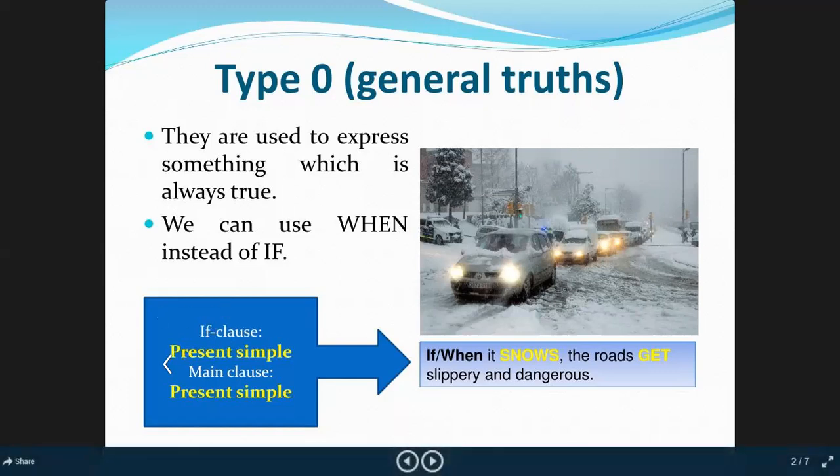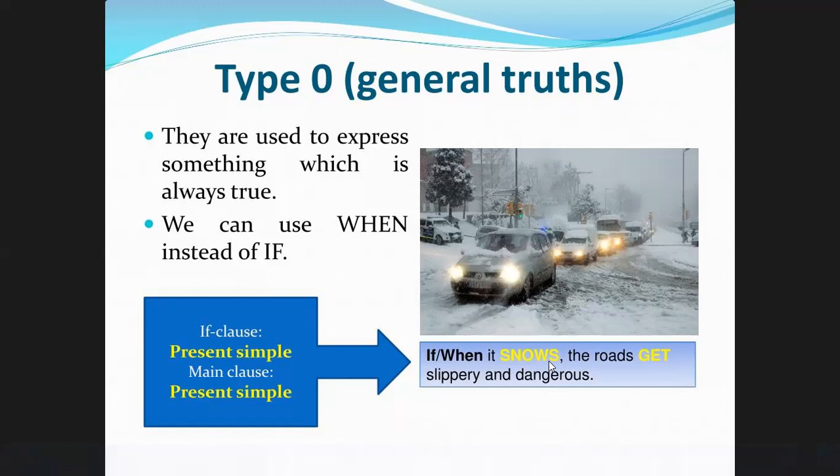In one part there comes if and the clause in present simple. And in the other clause, which is basically the main clause, there is again a present simple sentence. For example, there can come if or when. So we are using the word if: if it snows. So this is the condition. If there is snow, if the snow falls, if it snows.